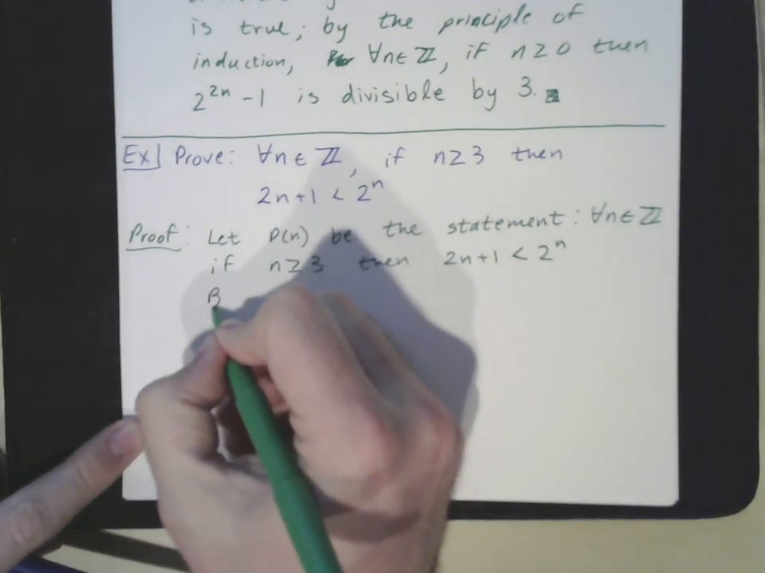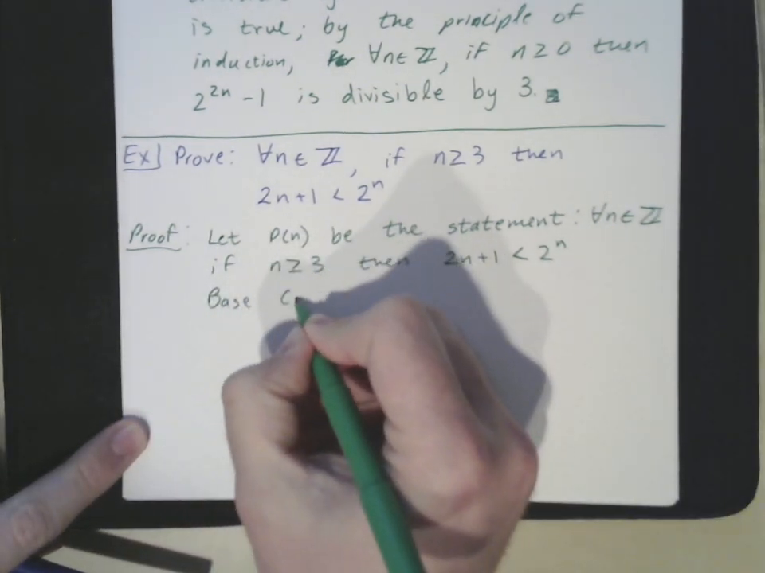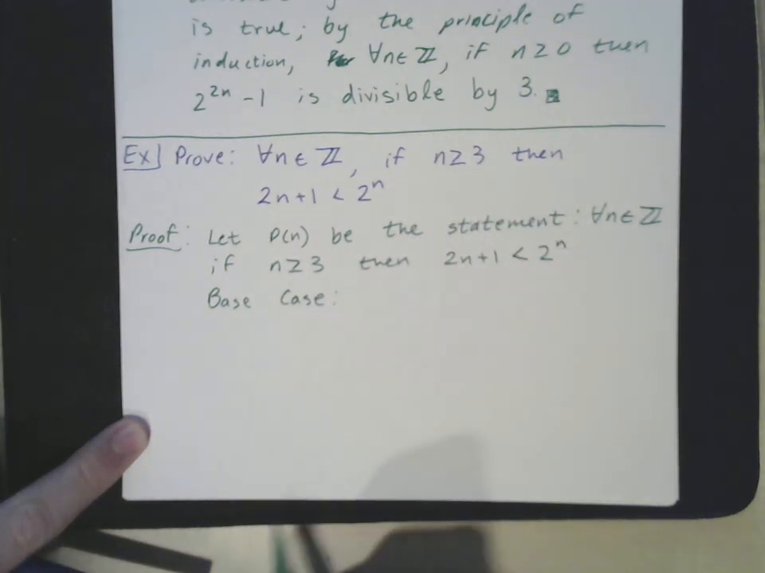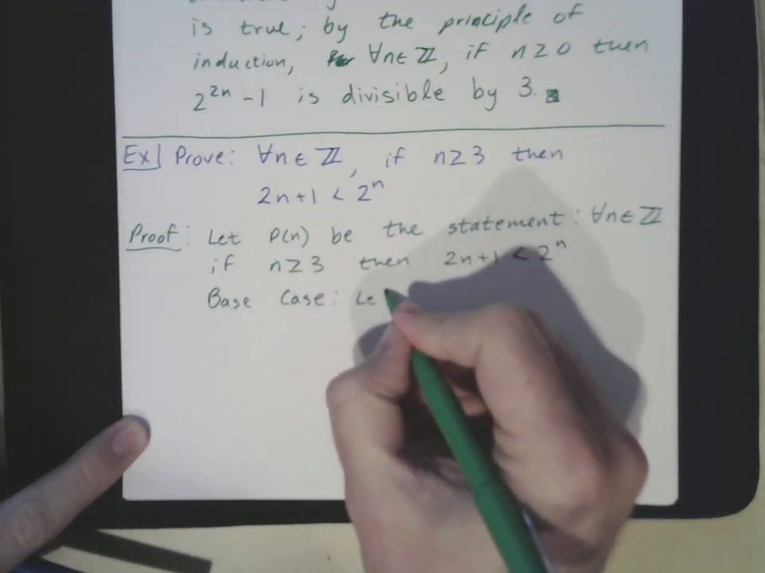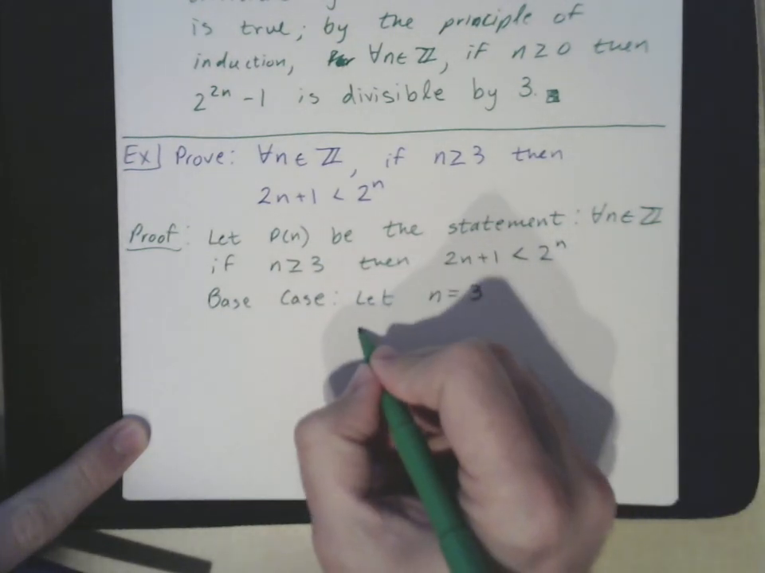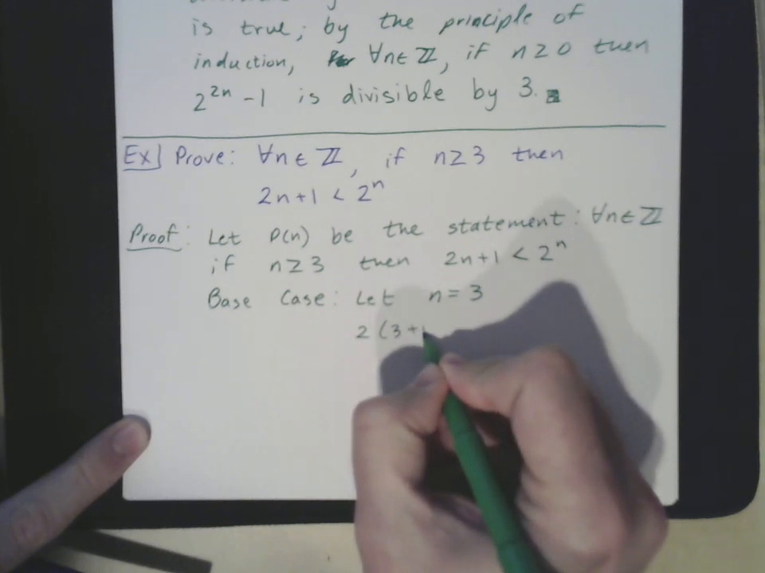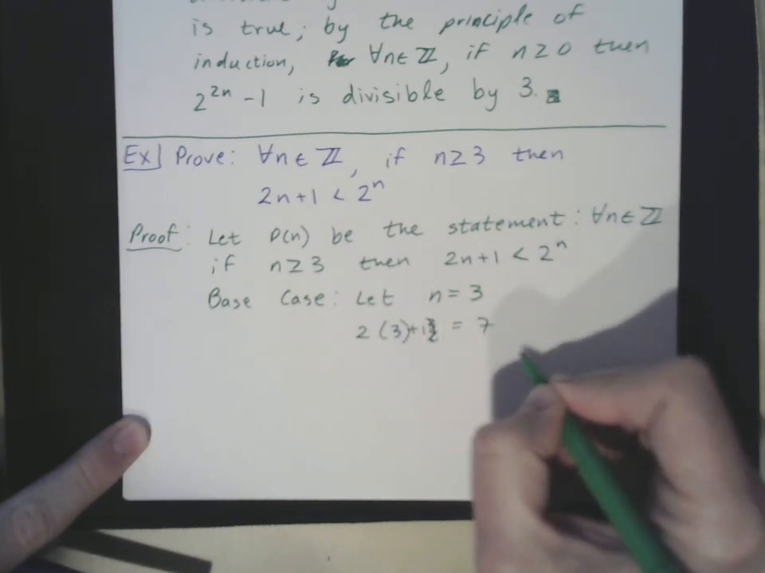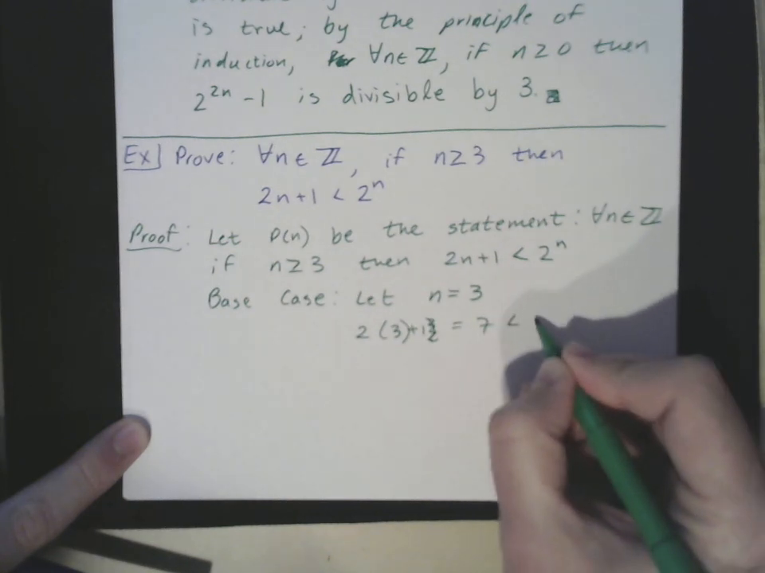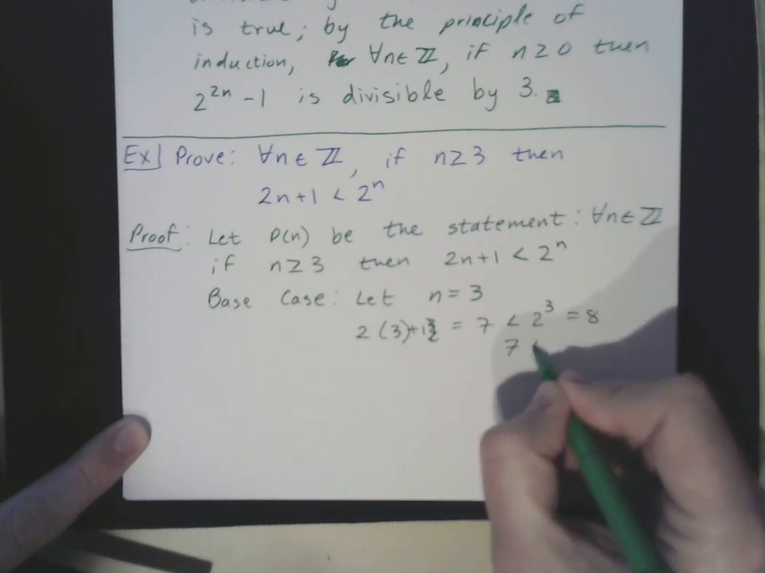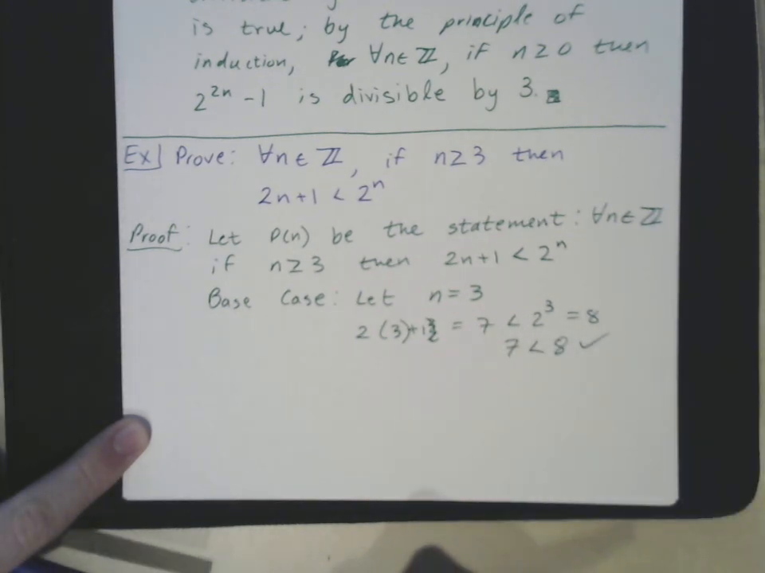So our base case here is not 0 or 1. They've clearly defined our base case needs to be 3. So 2 times 3 plus 1 is 7, and this is certainly less than 2 to the third, which equals 8. 7 is less than 8, absolutely.